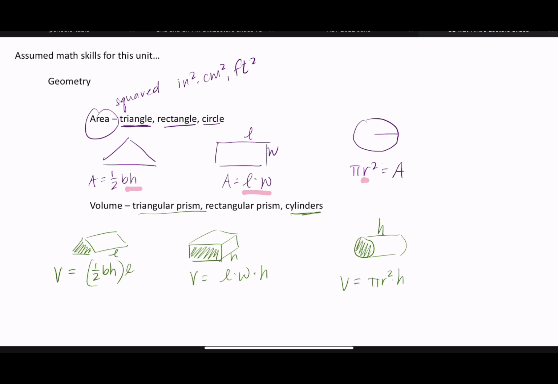Now, if you look here, volumes are always going to be 3-dimensional, because we have 1, 2, 3. So when we think about units for volumes, it's always going to be something cubed, like centimeters cubed or feet cubed or inches cubed, because it's always going to be 3-dimensional. All right, so those are geometry formulas that you're expected to know.